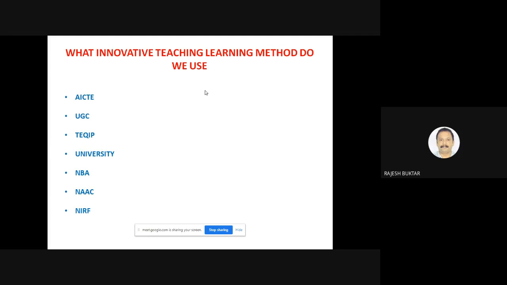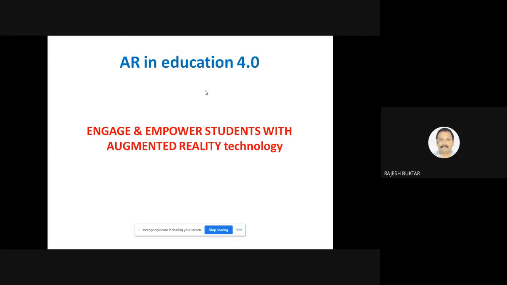And this slide I have put as a reminder, because if you integrate these kinds of technologies in your curricula, governing bodies like AICTE, UGC, TechUp, University, NBA, NAAC are asking what innovative teaching-learning methods you are using. So if you implement such technologies, the institutions can score the points allotted in that area. So AR in education, that is our point of discussion.